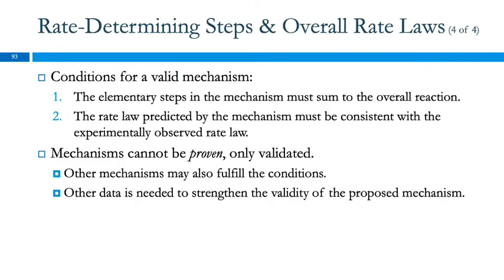So, conditions for a valid mechanism. The elementary steps in the mechanism have to sum up to the overall reaction, and the rate law predicted by the mechanism must be consistent with the experimentally observed rate law. You can't prove that a mechanism is true, you can only validate it. Well, we couldn't prove it wrong. Looks like it's correct, but there could be other mechanisms that also meet those conditions. The steps add up to the overall reaction, and the rate law is the same as experimentally observed. So then you need other data to strengthen that.